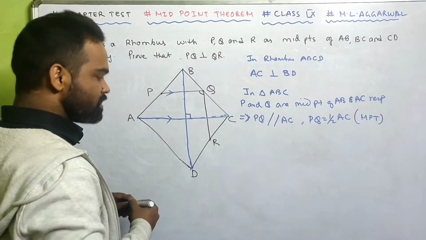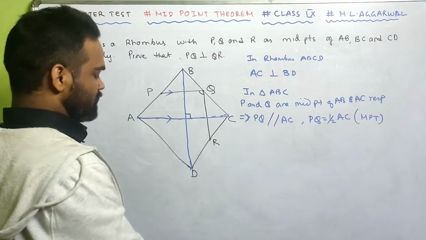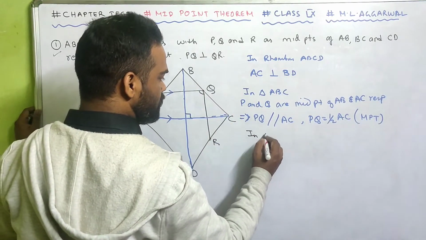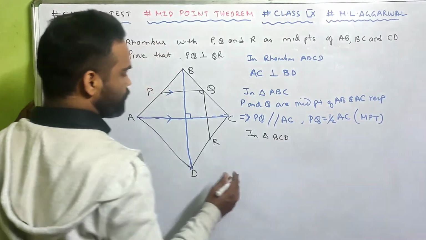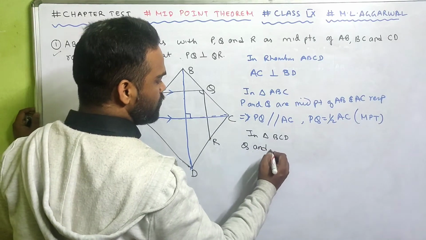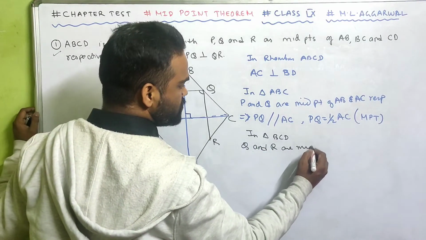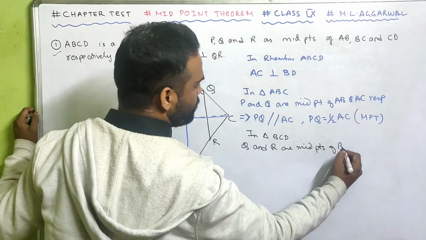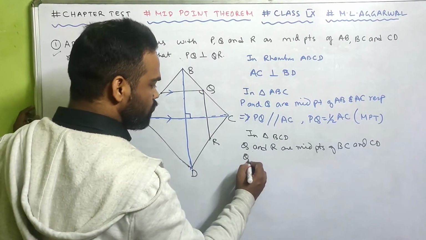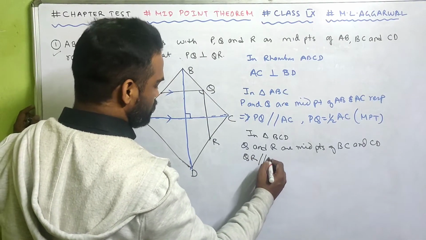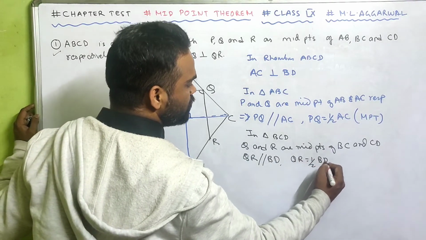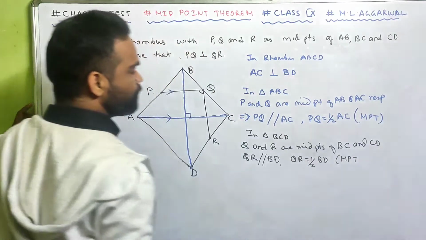AC. Similarly, if you look at triangle BCD, same concept. Now, Q and R are midpoints of BC and CD. Yes or no? Which simply means QR is parallel to BD and QR is half of BD. That is your midpoint theorem.